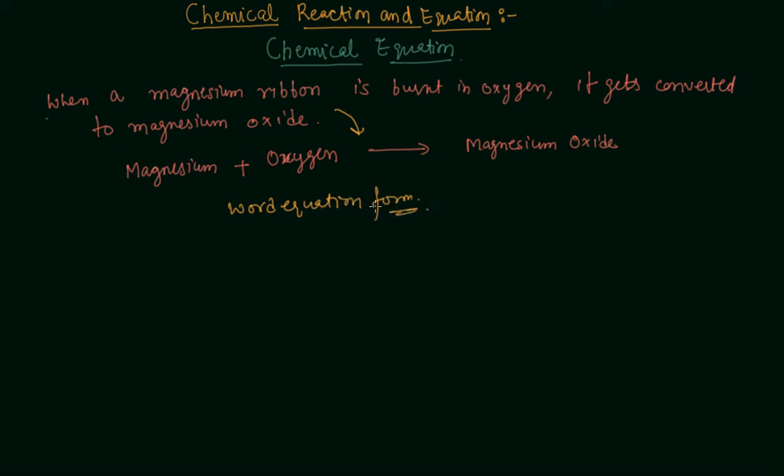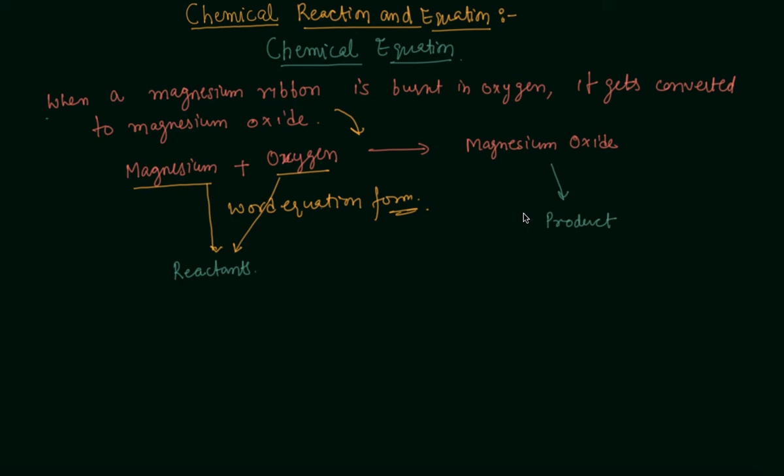The substances that undergo chemical change in the reaction, magnesium and oxygen here, are called reactants. Okay students, the substances that undergo chemical change in the reaction are called reactants, and the new substance formed is called the product. I hope that you are pretty clear about what are reactants, what are products, and what is a chemical equation.